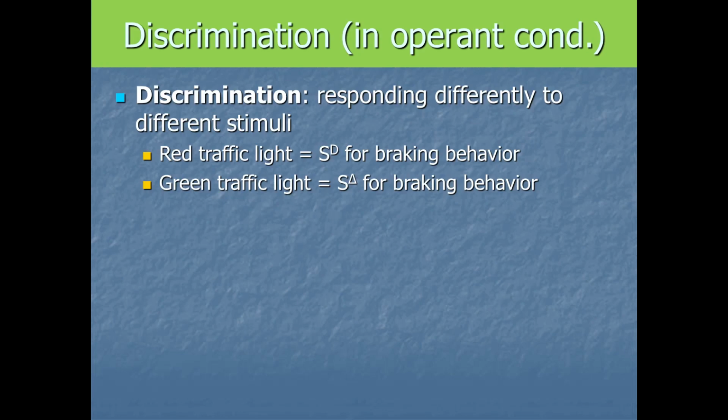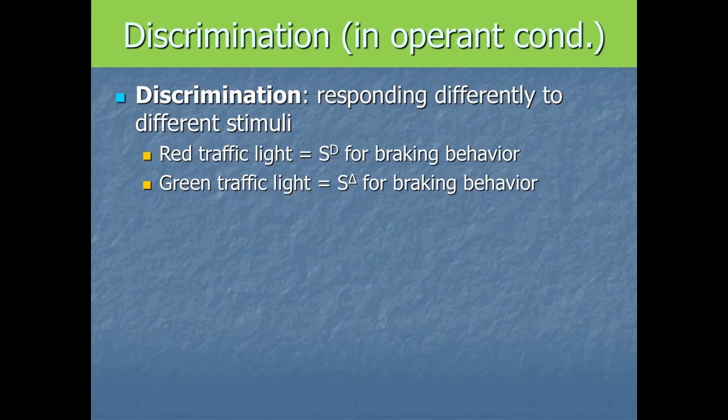So what we're talking about here, when some stimuli make you do the behavior and other stimuli don't, is really just discrimination. It's responding differently to different stimuli. In other words, you can tell stimuli apart, and only specific stimuli control your behavior. For example, a red traffic light is a discriminative stimulus for braking behavior, making it more likely, whereas a green traffic light is an S delta for braking behavior, making it less likely.